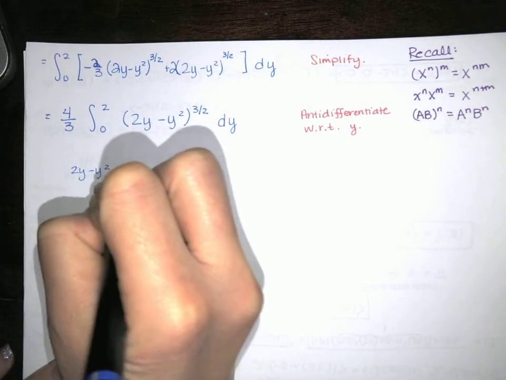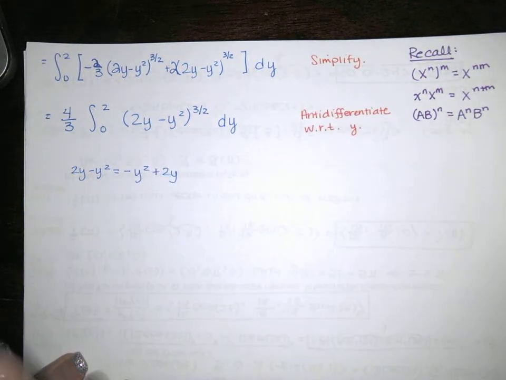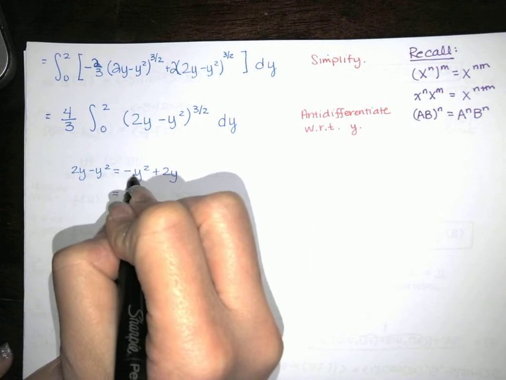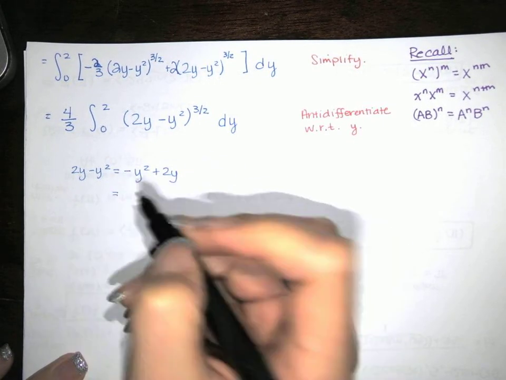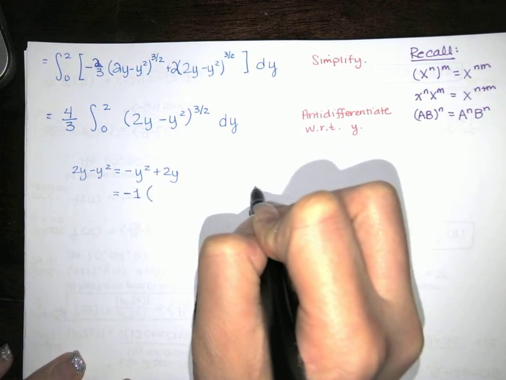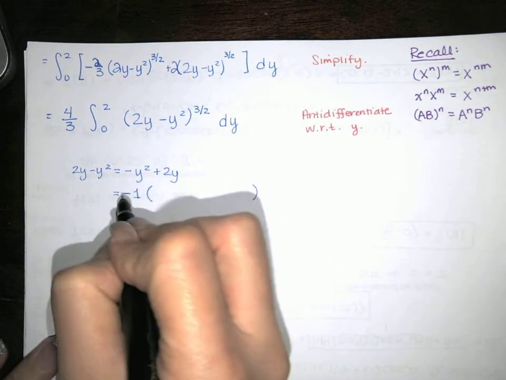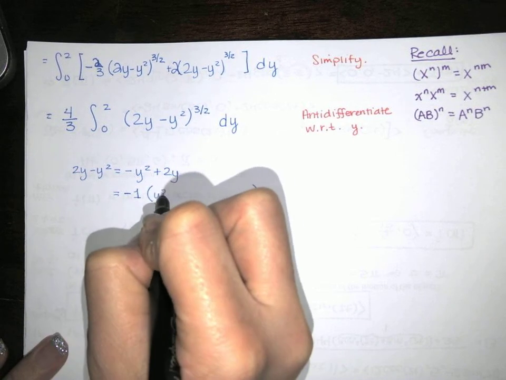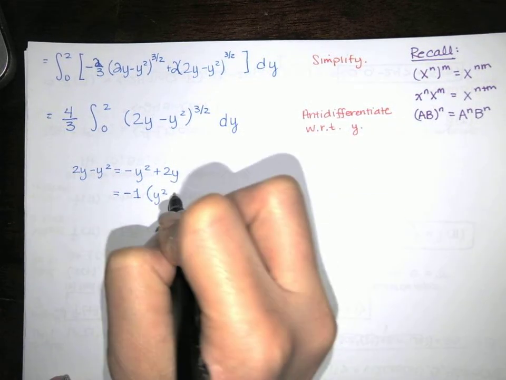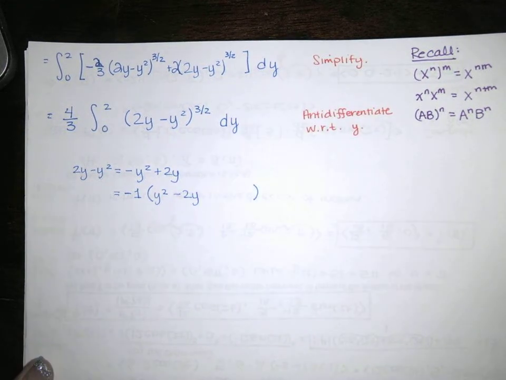First, I'll reorder it. I'll write my y squared term first, and then my 2y. And then remember what you have to do to complete the square. The coefficient of the squared term needs to be a positive 1. Right now it's not. It's a negative 1. So I need to factor out that negative 1 from both of these terms, from the y squared and the 2y. Negative 1 times y squared gives me the negative y squared. And negative 1 times a negative 2y would give me that positive 2y.